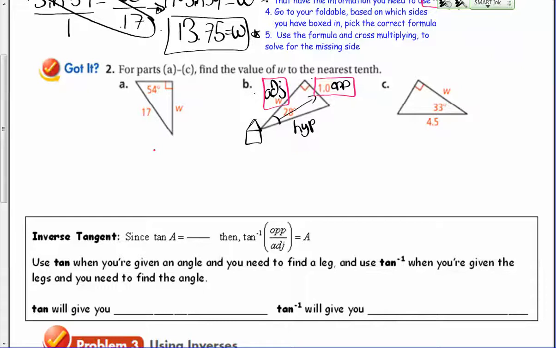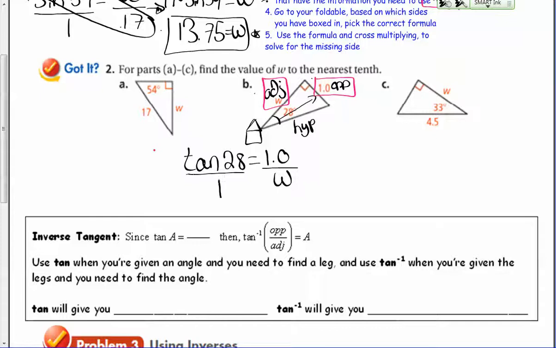And so I'm going to set up my formula just like I did above. So the tangent of my angle, 28, equals opposite, which is 1, divided by adjacent. And my adjacent is W. Alright, this time I'm going to have to do a little bit more math than I did before, but I'm going to use the same process of my formula and then cross multiplying.